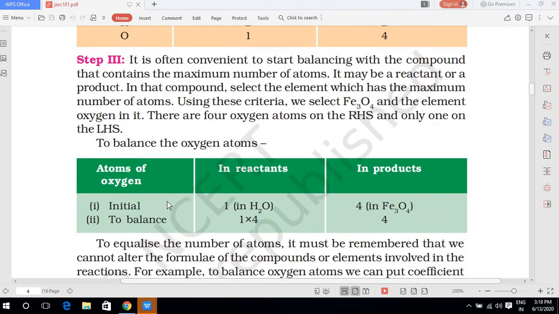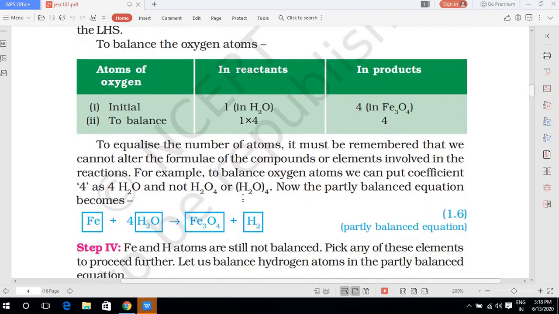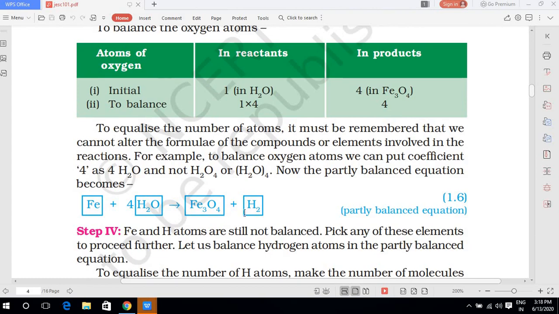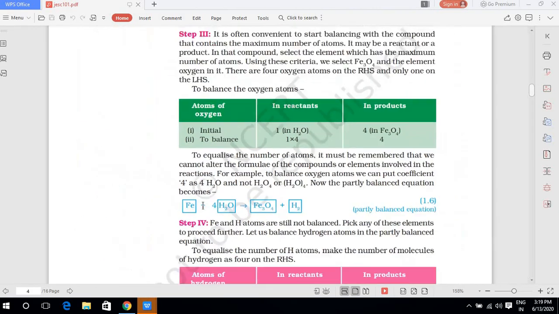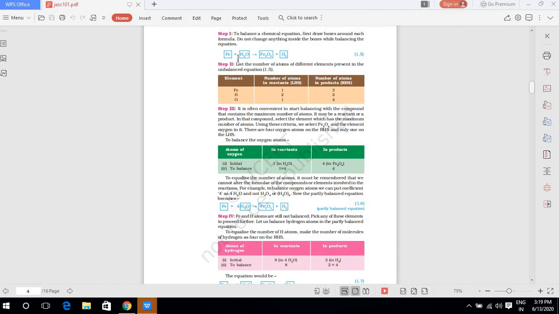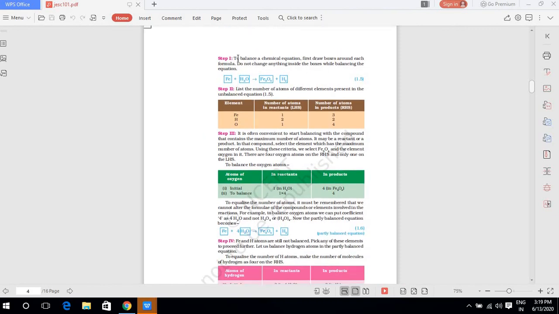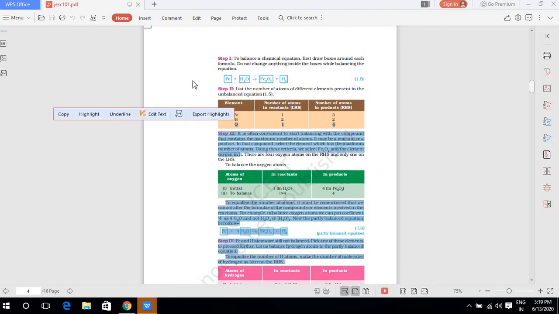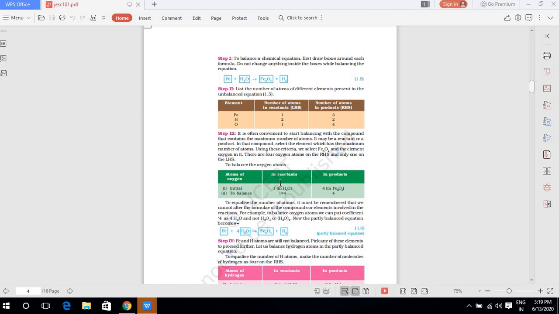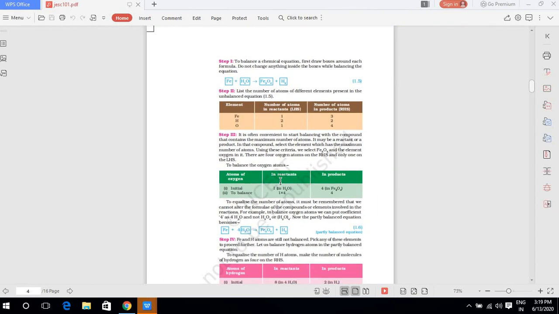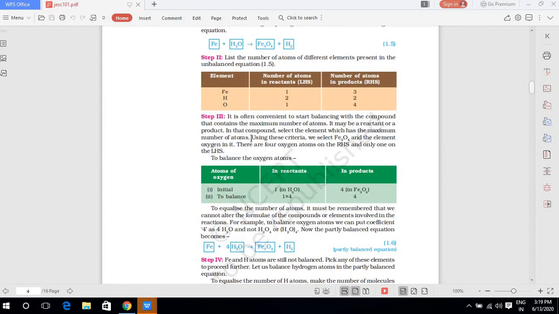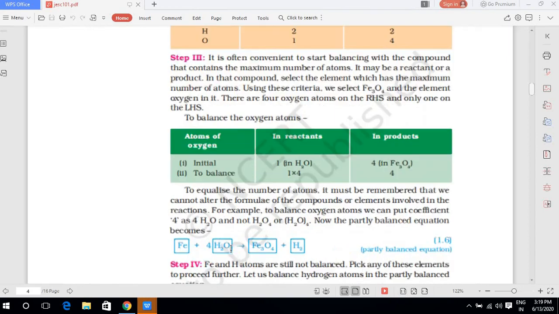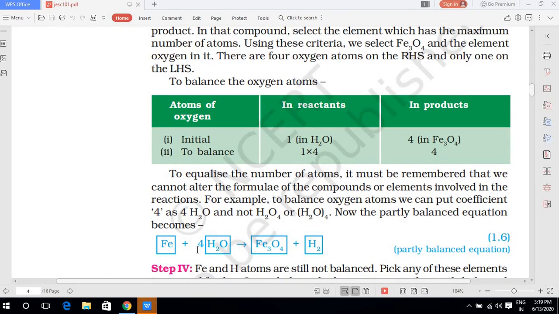Now, if you look at this equation, we are writing the equation again. Before, the equation was very plain and simple: Fe plus H2O, like that. So instead of writing H2O, we'll just put here 4. Why do we put this 4 here? I will explain to you. Why do we put here 4? We put 4 here because oxygen is 4.